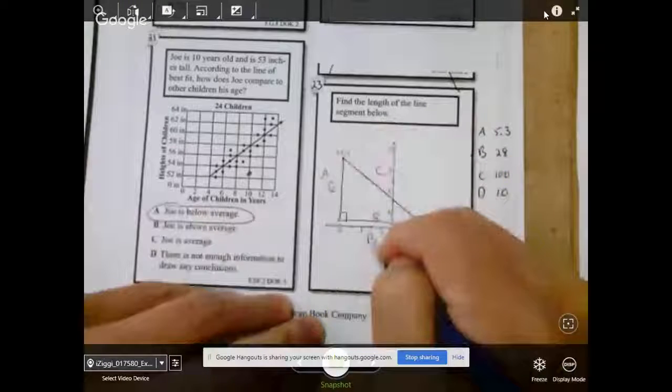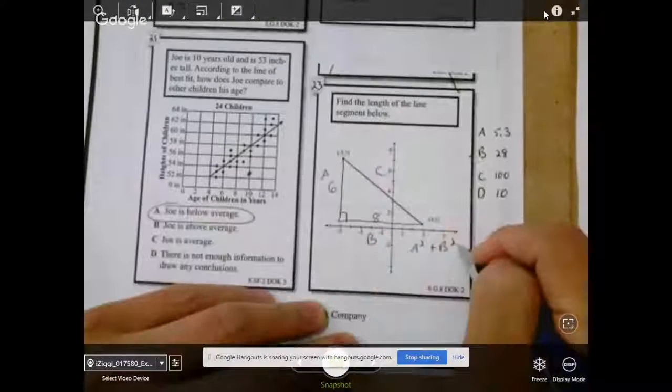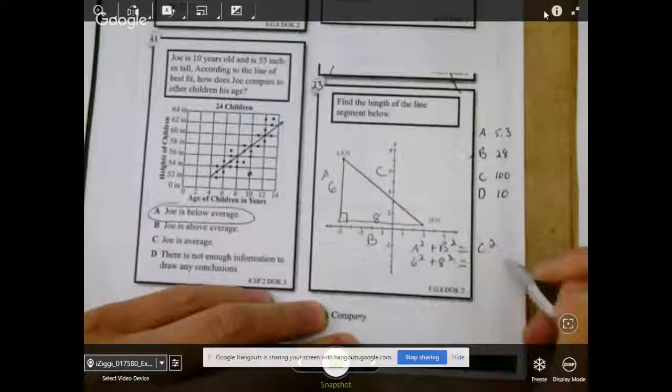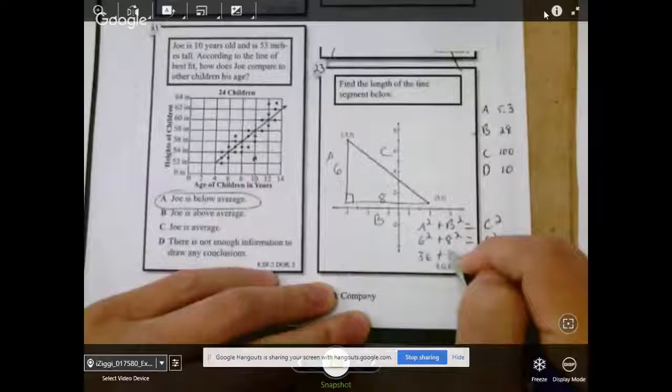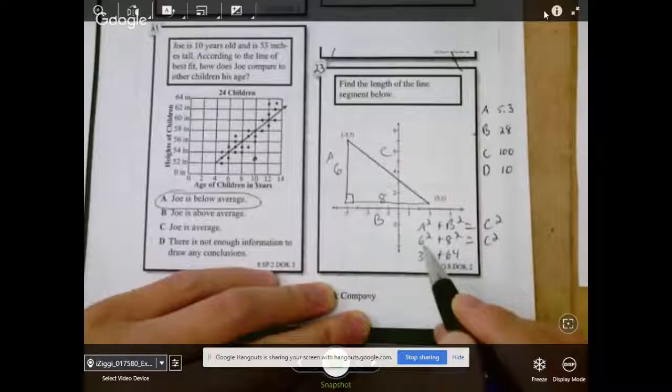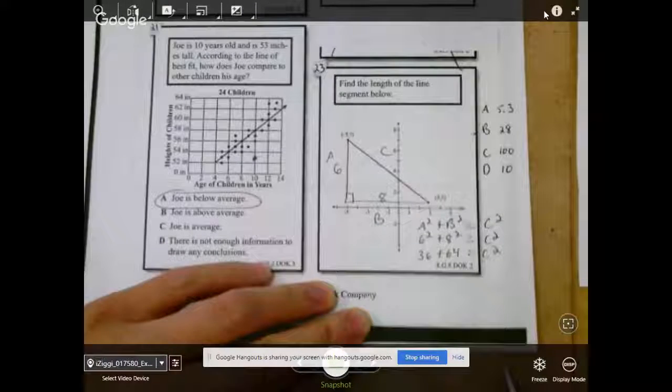A is 6, B is 8. 6 squared plus 8 squared equals C squared. 6 squared is 36, 8 squared is 64. 36 plus 64 is 100 equals C squared. And take the square root. C is 10.